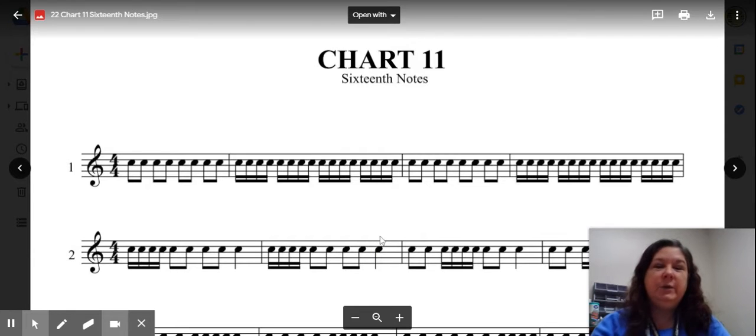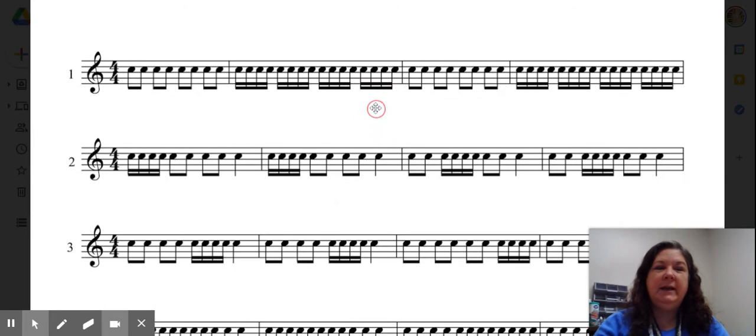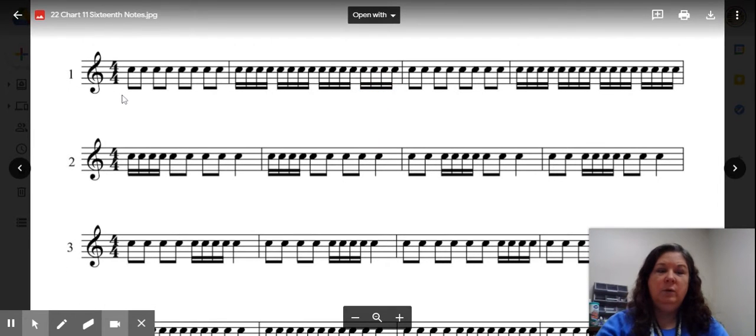So it's kind of a tongue twister, isn't it? Once you get the hang of it, it's fun to say, though. Let's do that line again. Down, up, ready, and go.